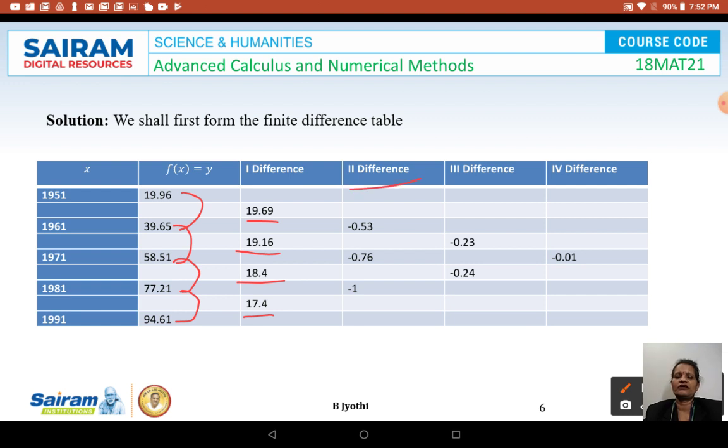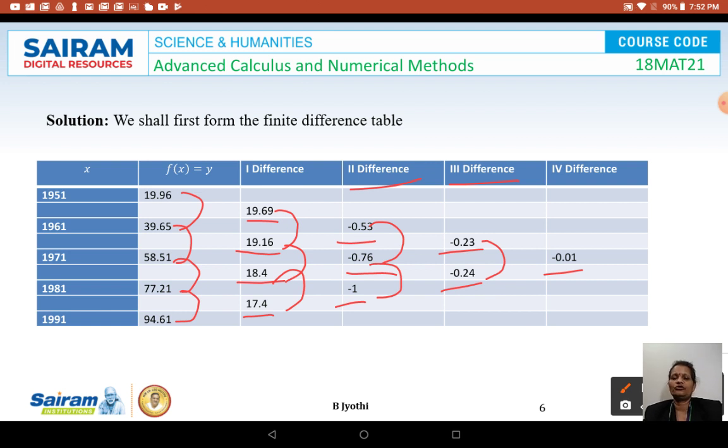Similarly, the second difference is obtained by taking the differences of these: 19.16 minus 19.69 gives minus 0.53, then minus 0.76, then minus 1.0. Next, for the third difference, we get minus 0.23 and minus 0.24. Again, the fourth difference is obtained by taking the difference between these two, which gives us minus 0.01.